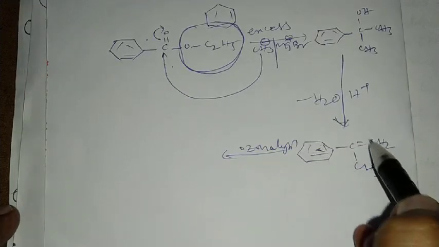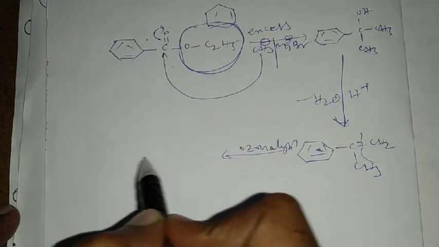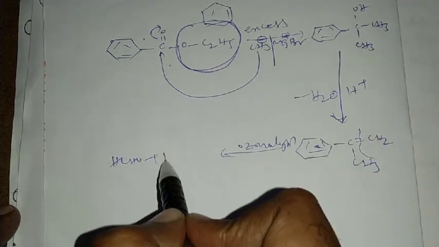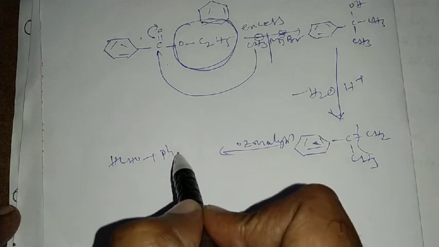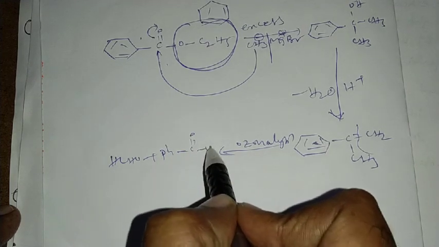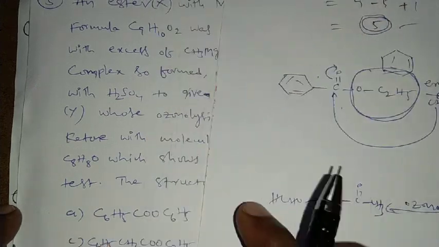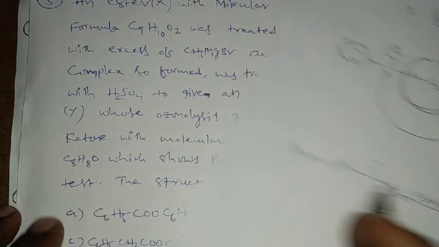Then what happened here? This bond will break, then it is converting into HCHO. Remaining content, what happened here? This is considered as Ph, C double bond O CH3. See there, so this is exactly matched to the given formula C8H8O.